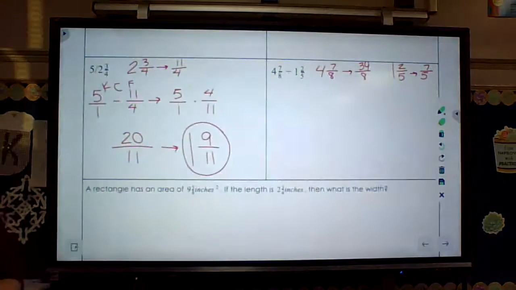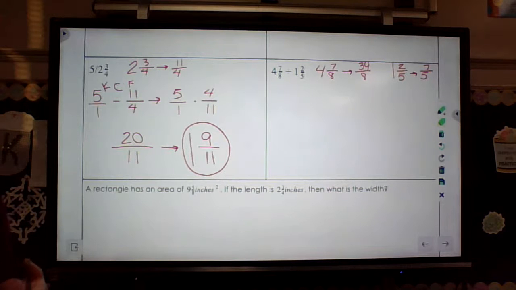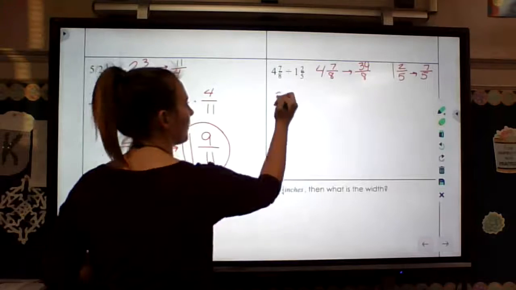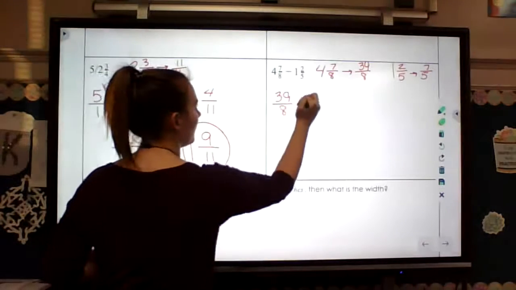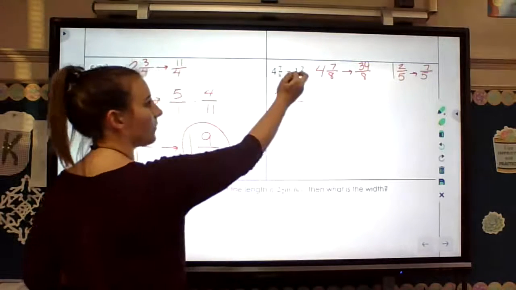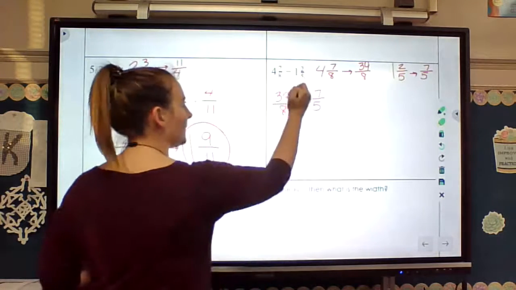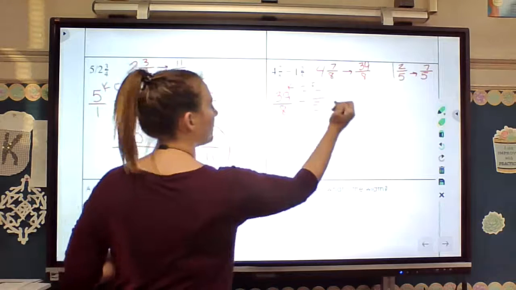When I rewrite this division problem, I need to keep my order how it was. The only thing I'm changing is them into impropers. So instead of 4 7/8, I'm going to put 39/8 in my division sign. Instead of 1 2/5, I'm going to put 7/5. Now I can keep, change, and flip.